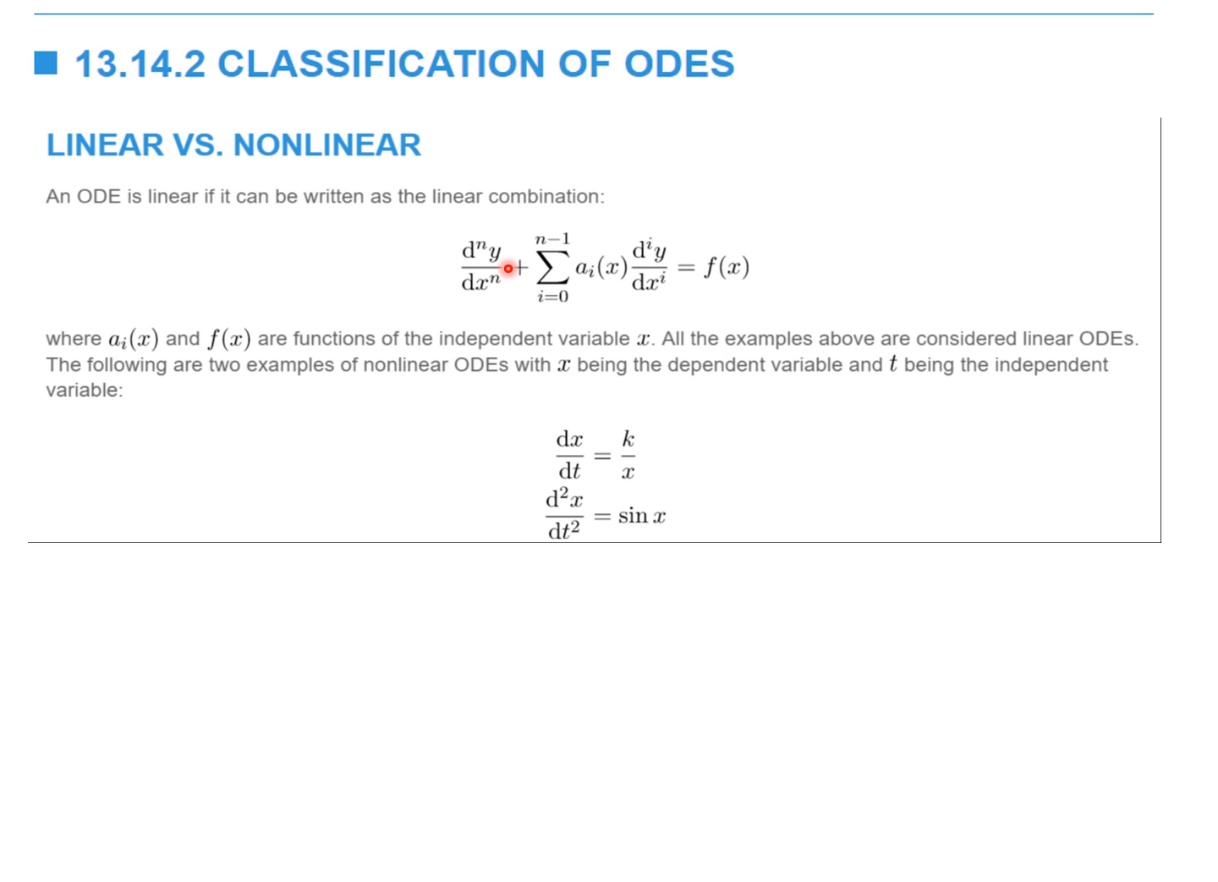An ordinary differential equation is considered linear if the dependent function that we're trying to find, which is y, and its derivatives appear linearly in the equation. So for example, in the equation that you see here, the nth derivative of y with respect to x to the power n and all the other derivatives and y itself appear linearly. They are not multiplied by each other.